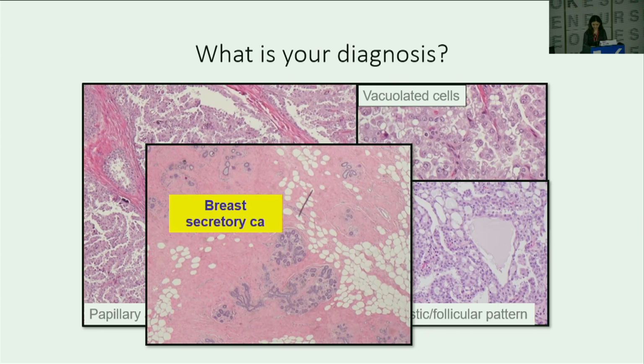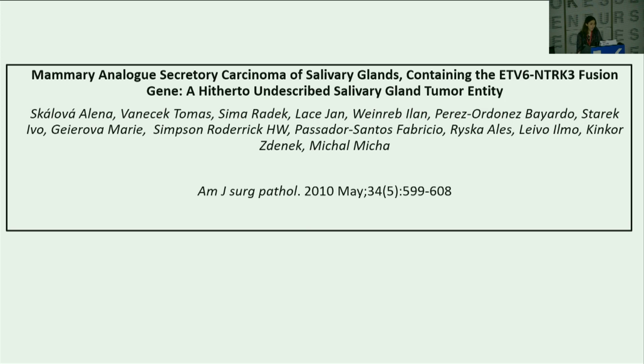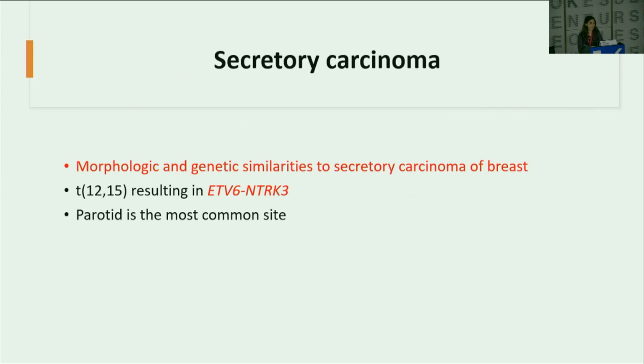carcinoma of the breast. So in 2010, Skalova and her colleagues described mammary analog secretory carcinoma of the salivary gland, a tumor that shows morphologic and genetic similarities to secretory carcinoma of the breast. It harbors the same translocation, the ETV6-NTRK3 fusion. In 2017, they changed the name to secretory carcinoma, as I think people think the secretory carcinoma of the breast may be a salivary gland type rather than the salivary gland tumor being a mammary analog.